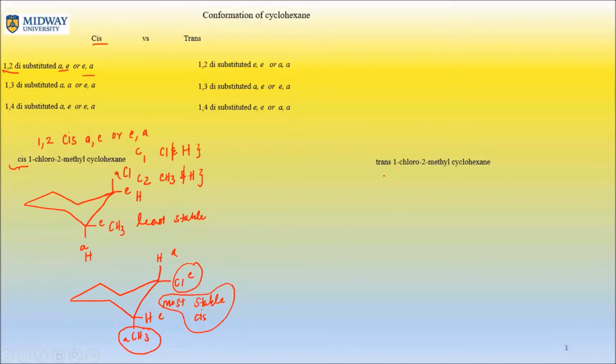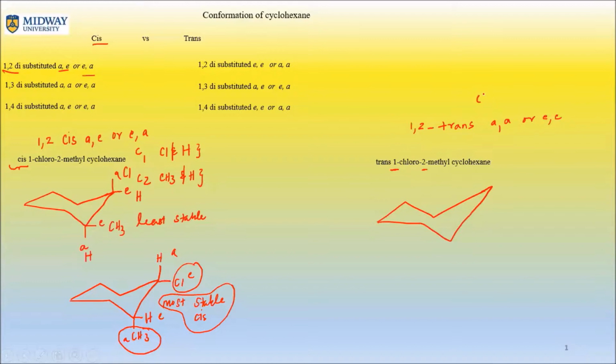Now let's look at the trans version. Again, it's a cyclohexane, so your first order of duty is to draw a cyclohexane. Then 1-chloro, 1-2. That's what you pick. You pick the numbers and then the trans. 1-2 trans is either diaxial or di-equatorial.